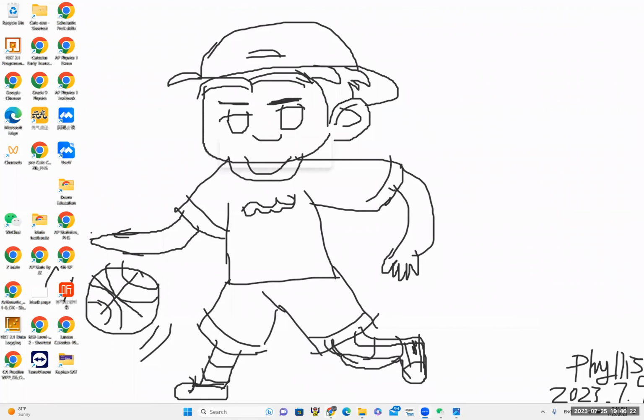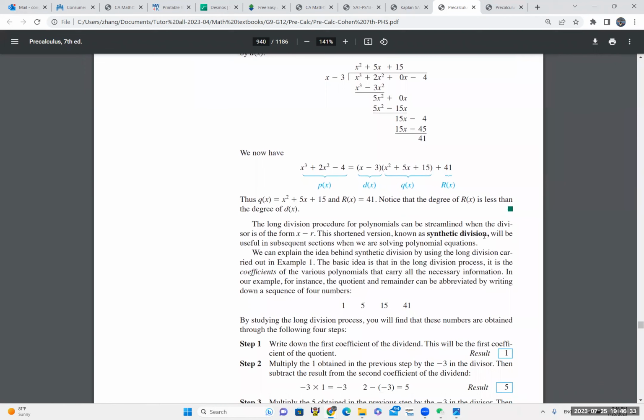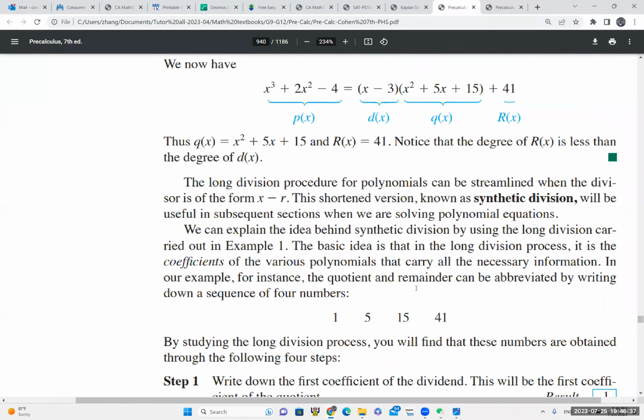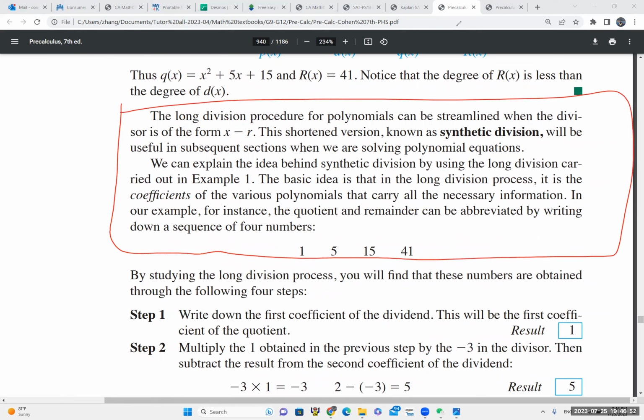I'm going to let Leo know this synthetic division, which is very useful to save your time. So here I mention synthetic division. This is not good for all cases, just for this kind of case. Let me highlight this for you: division of a polynomial can be streamlined when the divisor is x minus r. This shortened version is known as synthetic division. It's the same principle as long division, but they just simplify the writing.